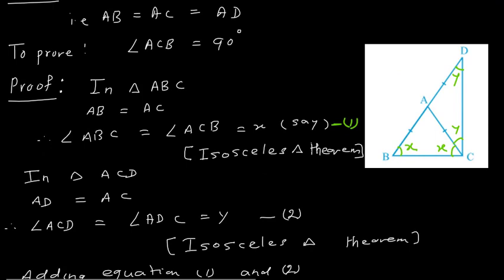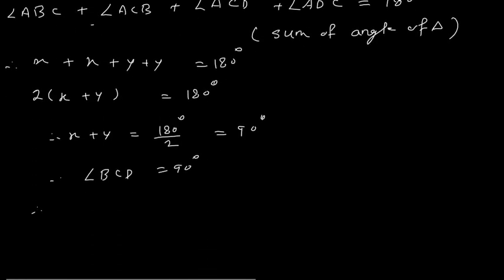So in proof we have to say that angle ACB, no, this is not correct, angle BCD. Okay, what we have to prove? That angle BCD is 90 degree. So we have proved this angle BCD is 90 degree. So hence we say proved.